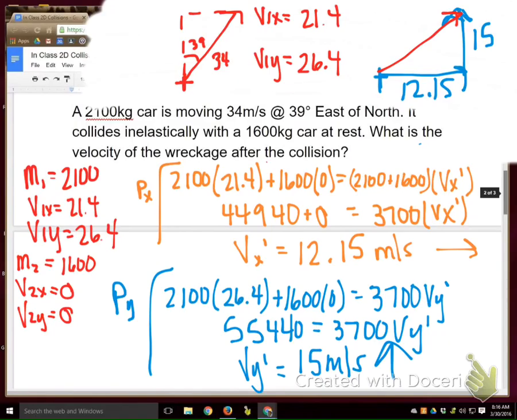I got 19.3 meters per second at 50 degrees north of east. At 53? 50. At 50, I'm sorry. Okay, that's about right. Perfect. We all agree?